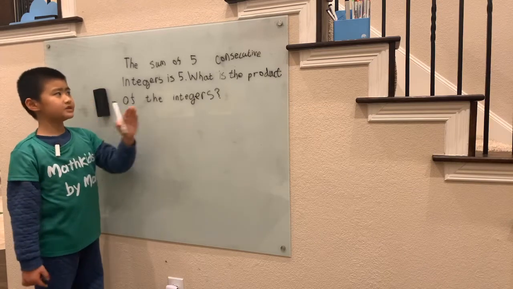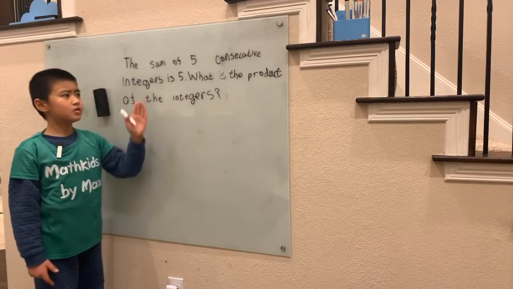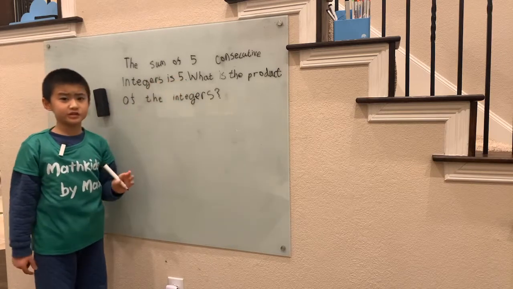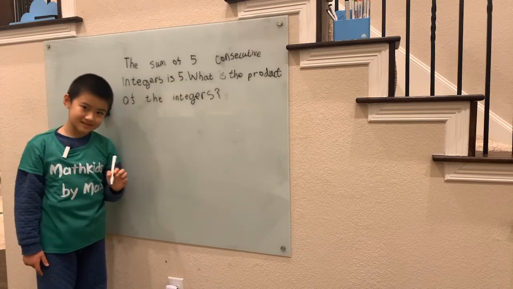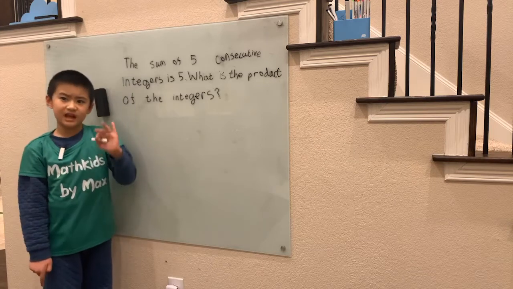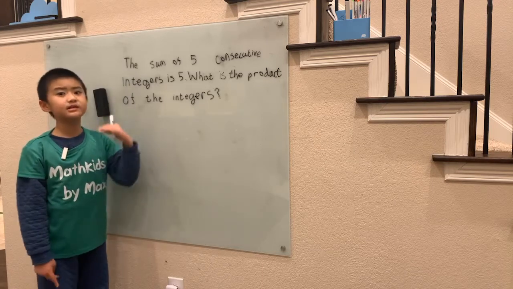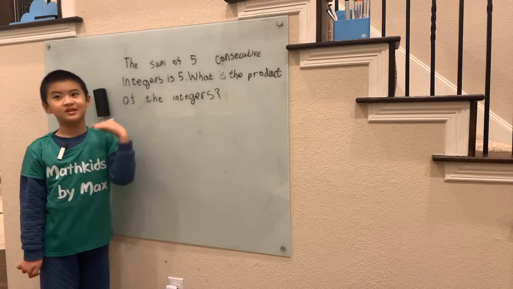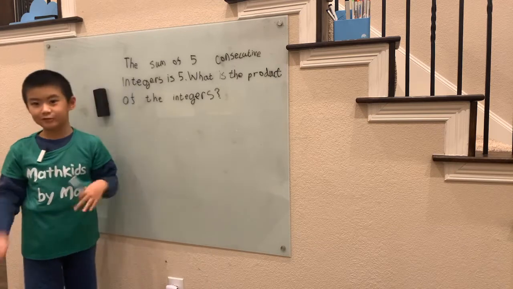The sum of 5 consecutive integers is 5. What is the product of the integers? Now first, I want to announce that there's a couple ways to solve this, and we'll just use the first way, and then I'll explain the second and third, which goes more and more deeper into the mathematical thoughts.